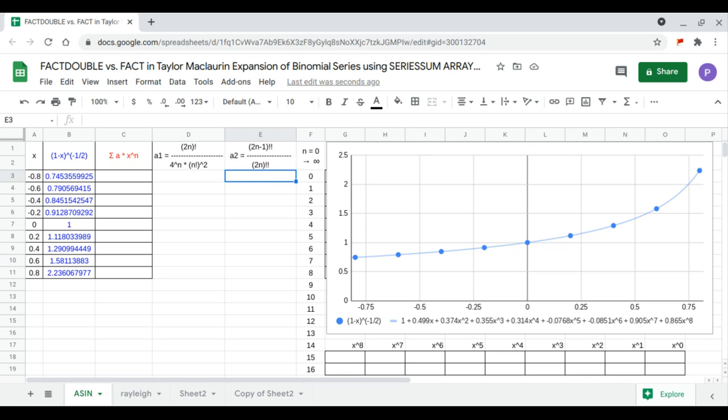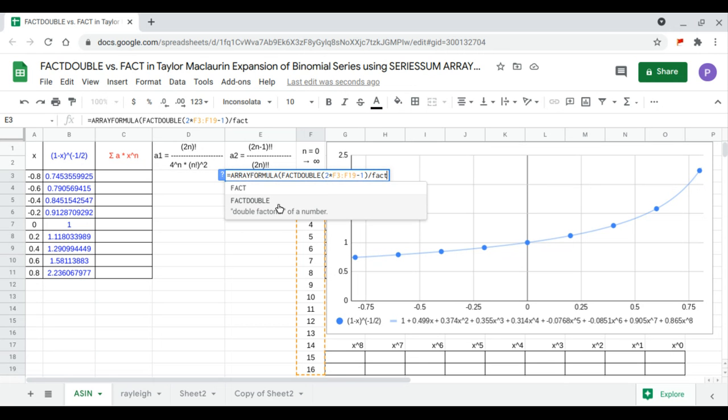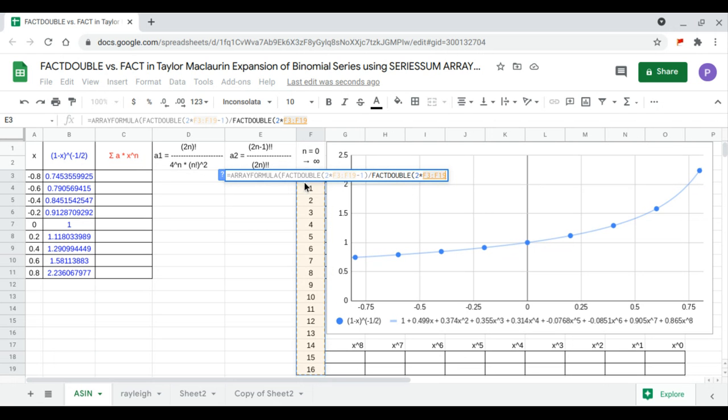So we continue with the double factorial coefficient. So array formula, fact double of 2n minus 1. So 2 times n minus 1, all over. Again, the denominator is factorial double, so fact double of 2n. So 2 times n. And enter.